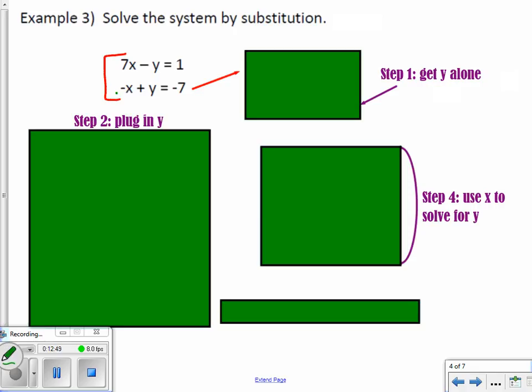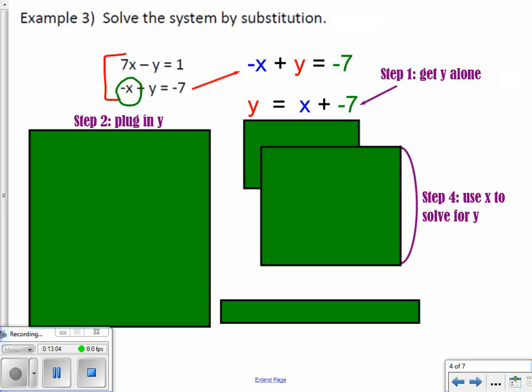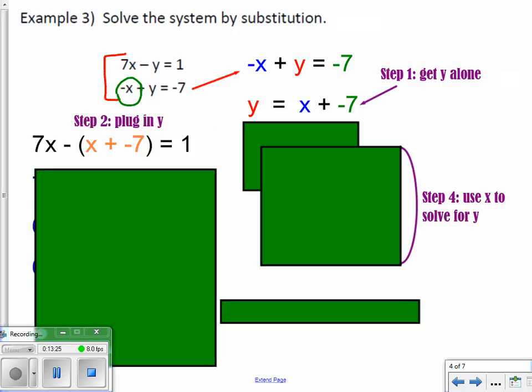Okay, this negative x right here, I can just add that to both sides to get y alone. So I'll start off with negative x plus y equals negative 7. That was the original equation. Now I'm just adding x to both sides, which means that y equals that positive x now, because I added it, x plus negative 7. Now that I have y all alone on its own, I can work towards plugging it into the other equation to solve for my x.